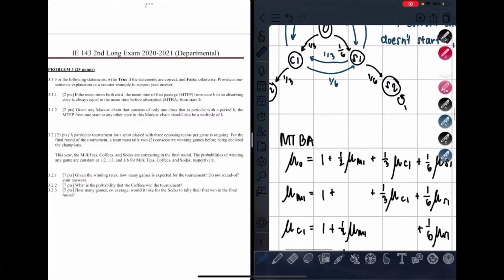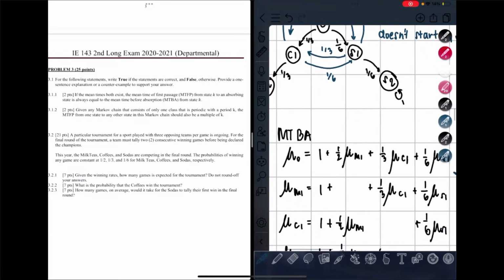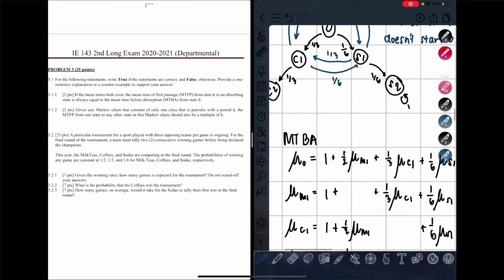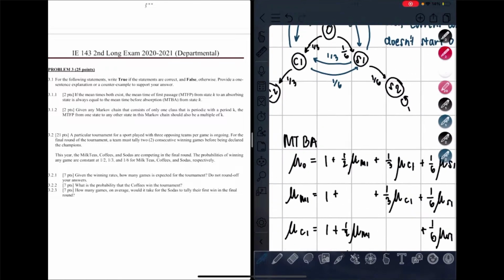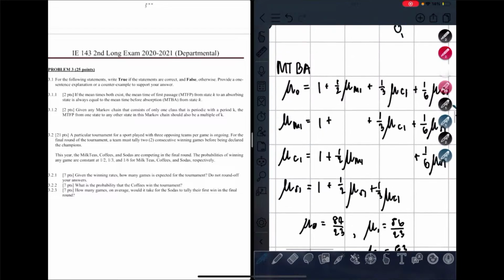C1 gives us another equation. So ganito lang siya. The same logic applies. And then S1. So this is now 3 equations, 4 unknowns. Yeah, 4 unknowns. And then adding S1 makes it 4 equations, 4 unknowns. So we can now solve that.